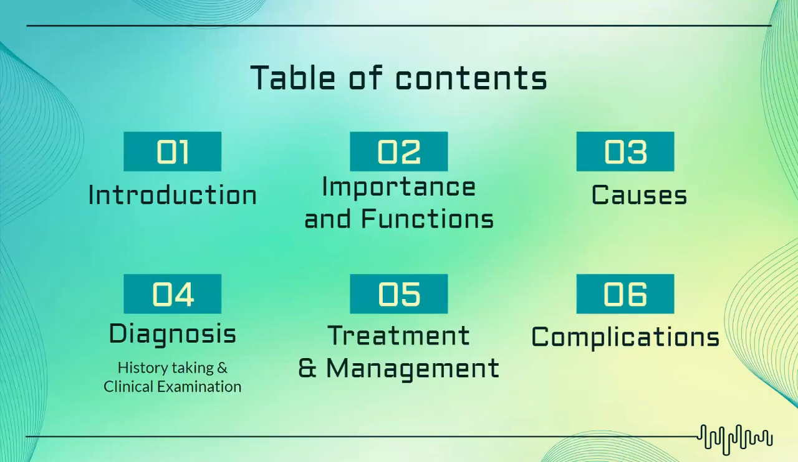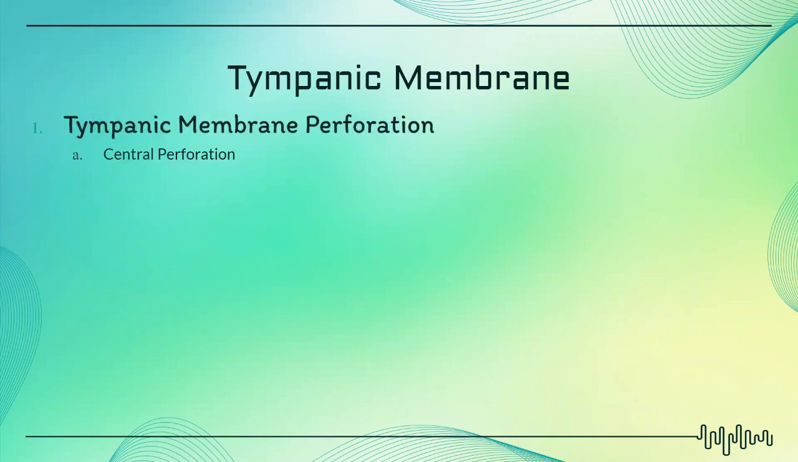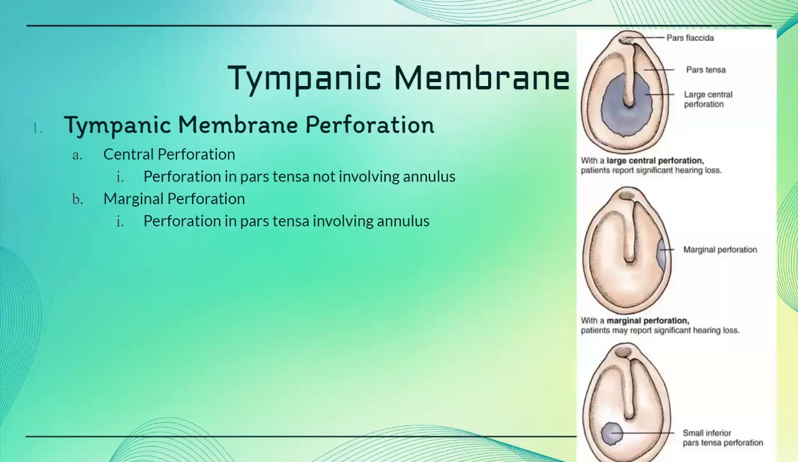So this is the table of content. This is a normal tympanic membrane, whose function is to transmit sound to the inner ear. Tympanic membrane perforation has two types: central perforation, which means perforation in the pars tensa not involving the annulus, or marginal perforation, which is a perforation of the pars tensa involving the annulus.